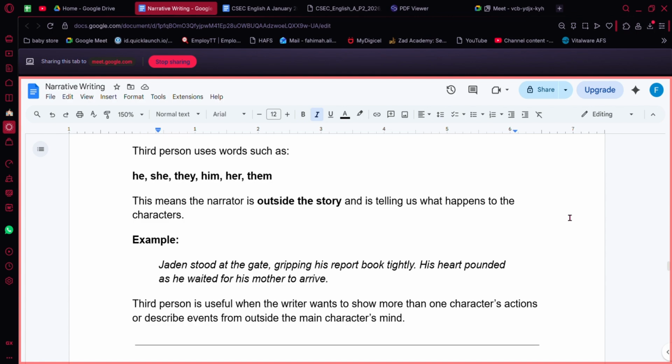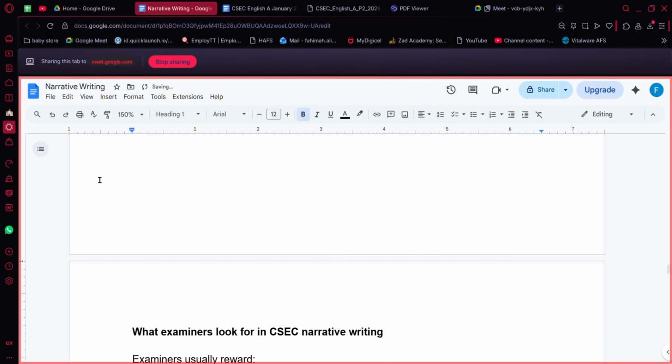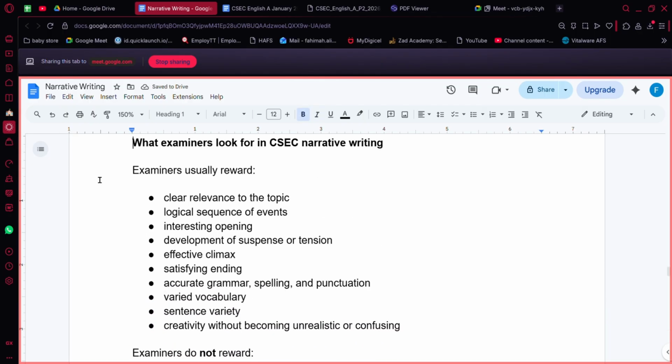Now we're going to talk about what the examiner is really looking for in the CSEC narrative writing. So they usually reward things like having a clear relevance to the topic. So your story must be relevant. Logical sequence of events, where we talked about this at the beginning already, right? The ending must be satisfying. You must have an effective climax. You must develop the suspense or tension. You must have accurate grammar and so on, varied vocabulary.